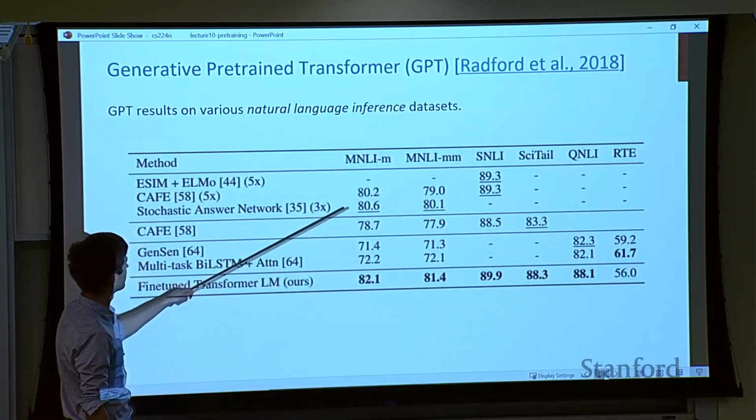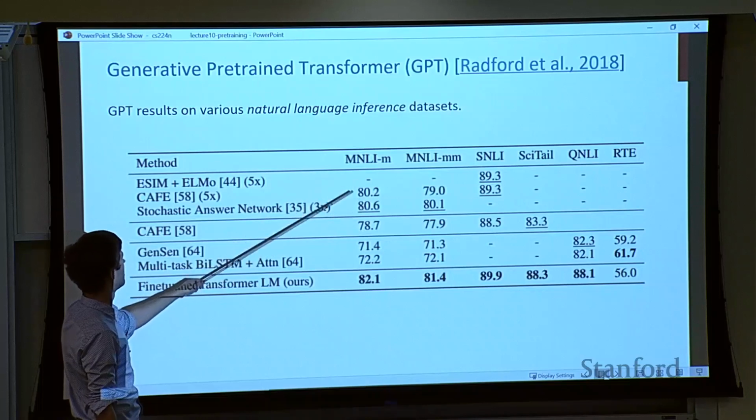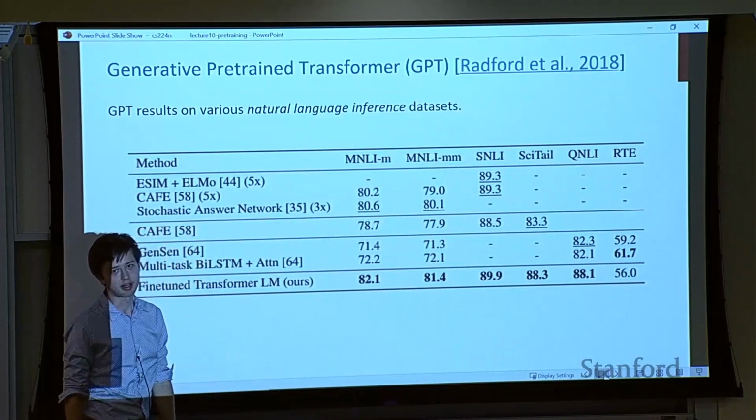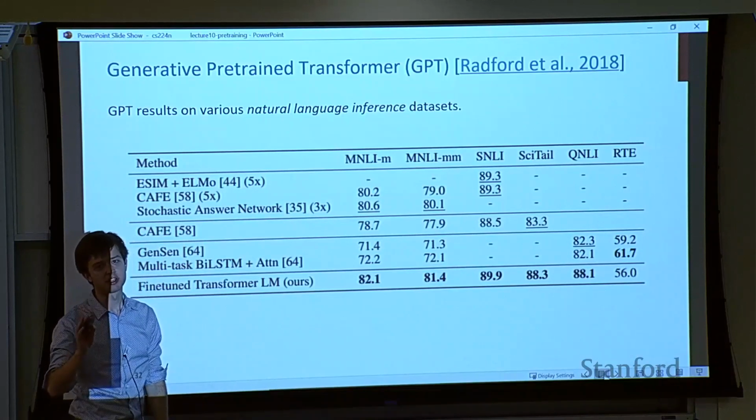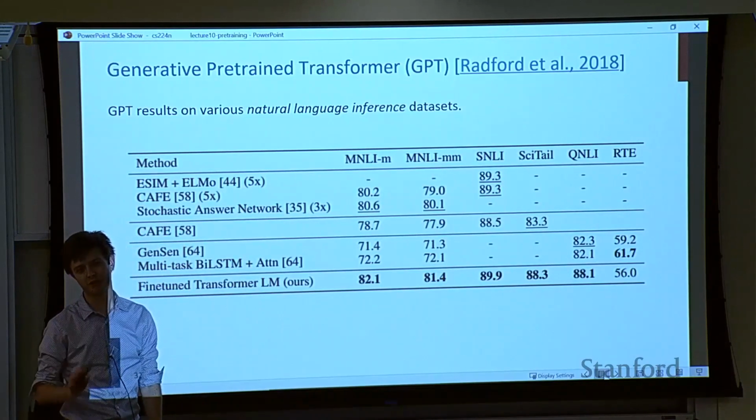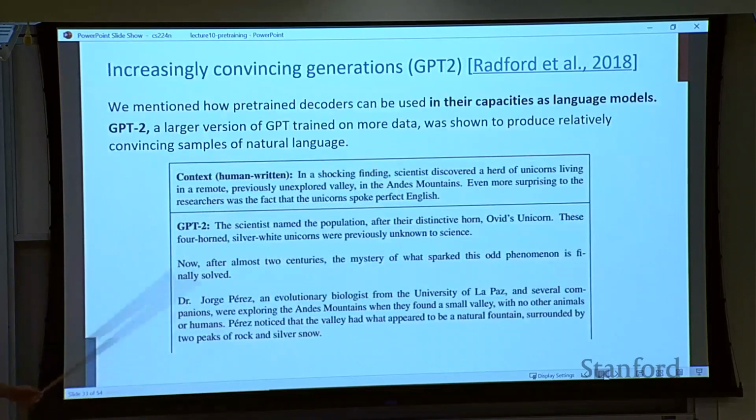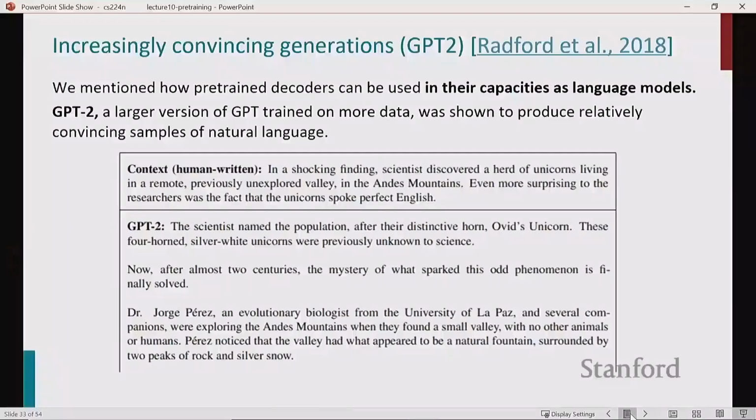Sometimes it's not too much better in the GPT case than the best known state-of-the-art methods, but usually a little bit better. And again, the amount of task-specific effort that you have to put into it is very low. Okay, and so what about the other way of interacting with decoders, right?